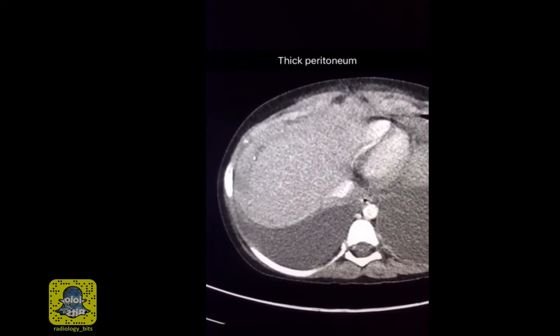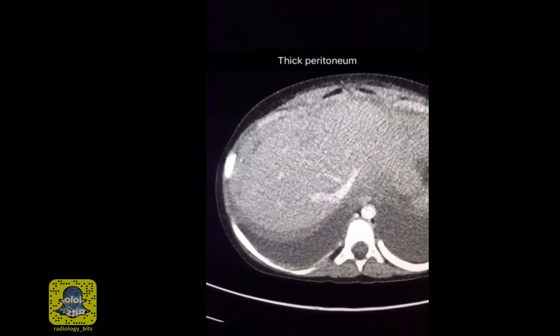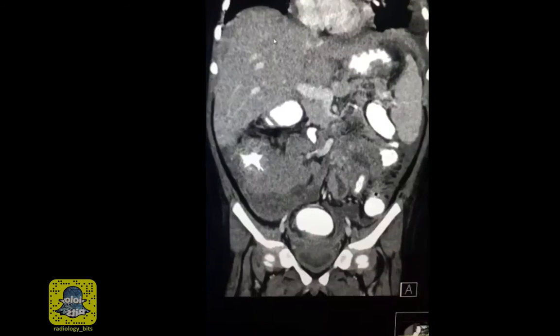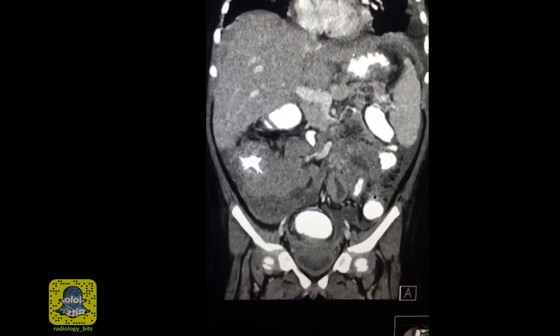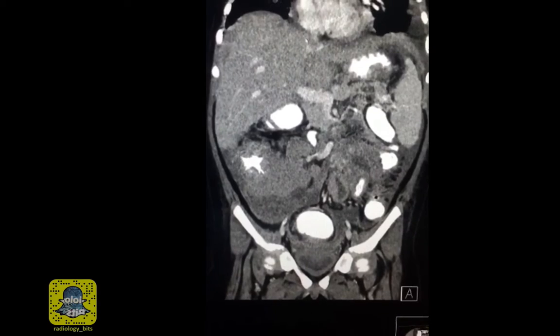The peritoneal lining of the abdomen, such as the peritoneal reflecting over the diaphragm here, is also extremely thickened by soft tissue abnormalities. This is the liver here, and this is the thick peritoneal reflection. The thickening may be better appreciated as you see on the coronal images here, and here as well.